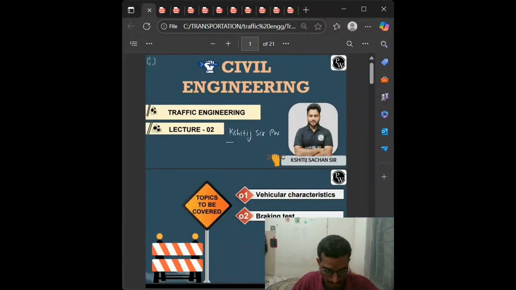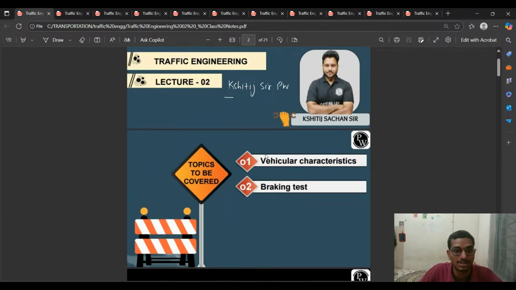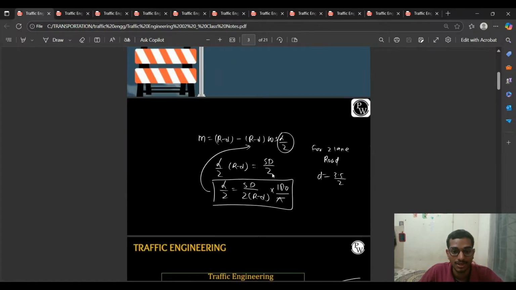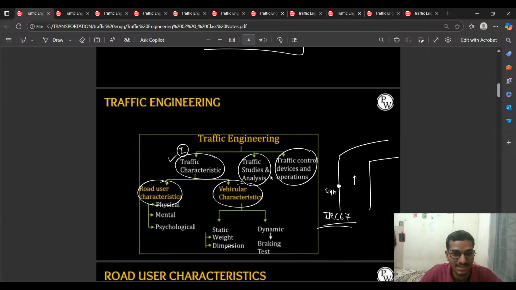So this is module three. Okay, this one is module three of our syllabus, traffic engineering, in which we are going to study first traffic engineering. What is traffic engineering? In traffic engineering, we see traffic characteristics, traffic study and analysis, traffic control devices and operation.